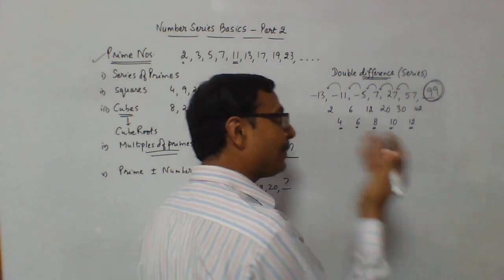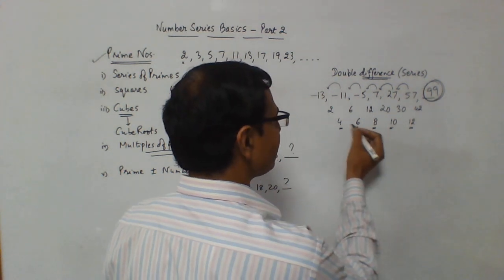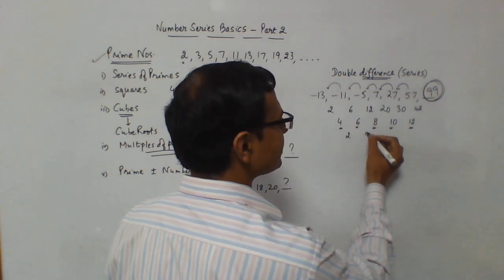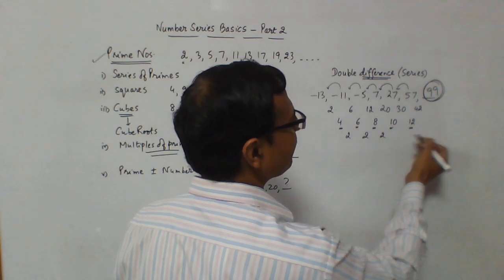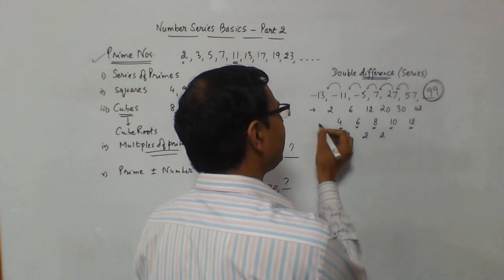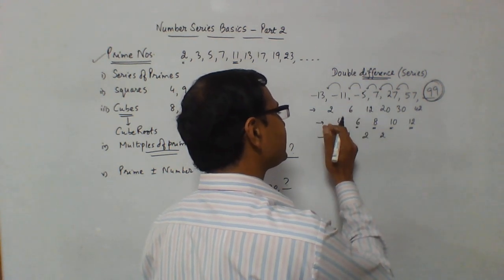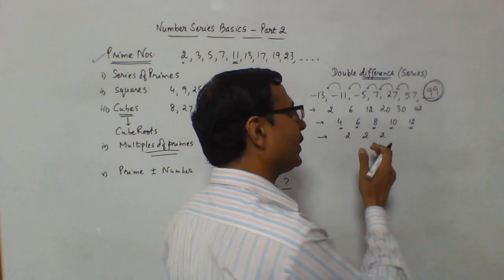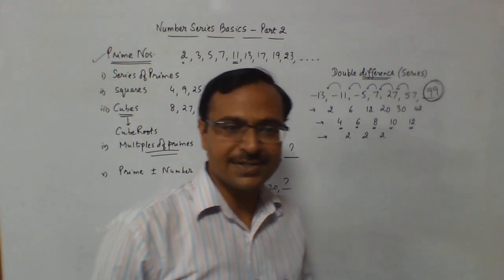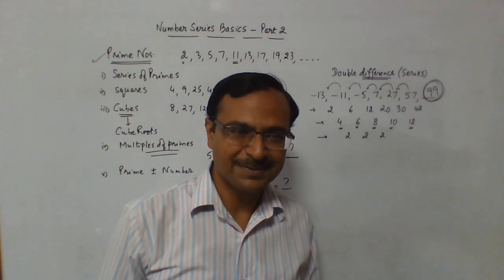And if you take the triple difference, then it gets even simpler. 6 minus 4 is 2, 8 minus 6 is 2, this is 2, this is 2. Everywhere you get a 2. So first difference, second difference, and the third difference. The first difference is more difficult, the second difference is less difficult, and the third one is obvious. So this is how double difference questions can help you in number series problems.